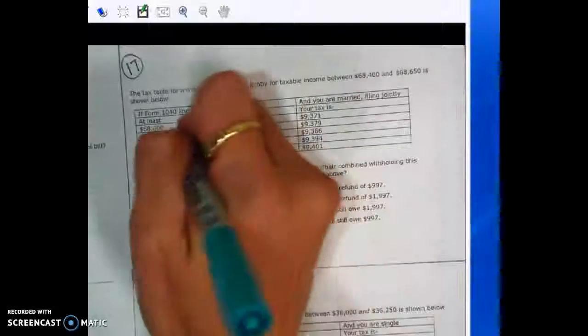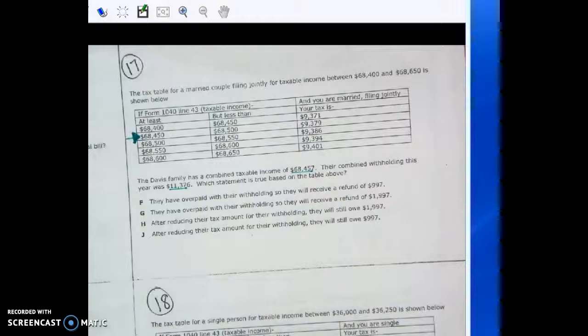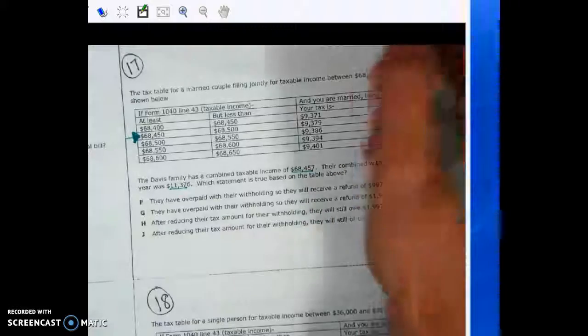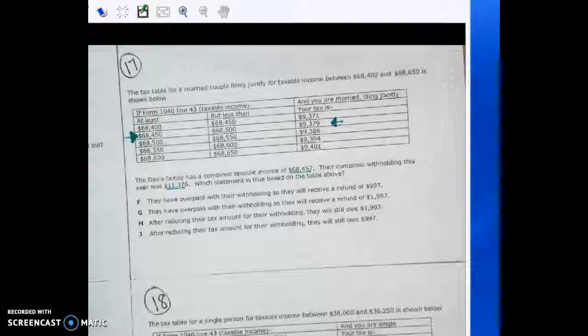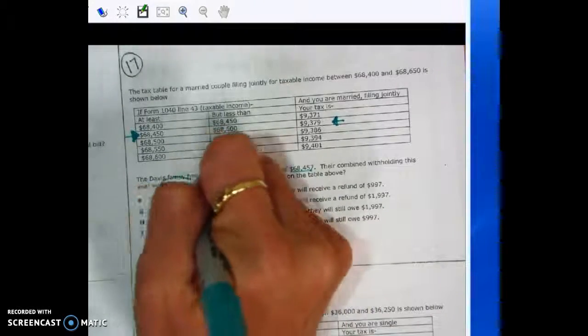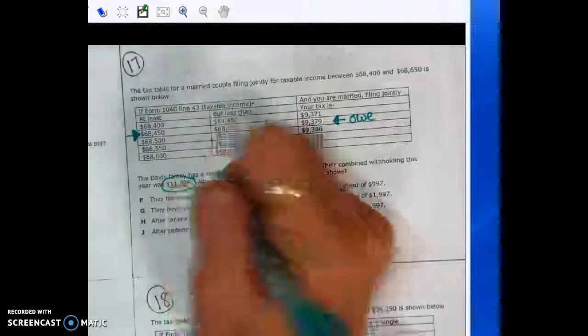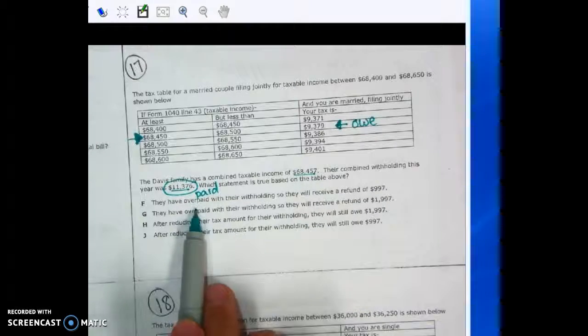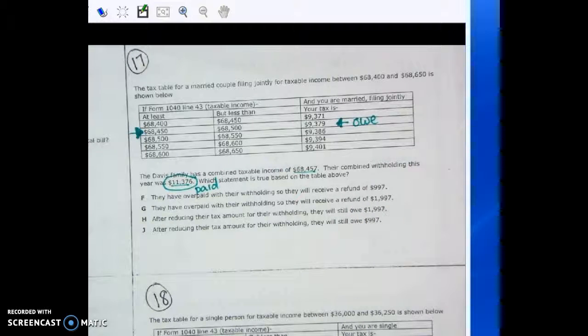So 68,457 would be on this bracket right there. So this is what they owed together on their taxes. They've already paid this much. So this is what they owe right here. This is what they paid already. So you need to decide, did they overpay or do they still owe, and then subtract to find how much they either overpaid or how much they still owe.